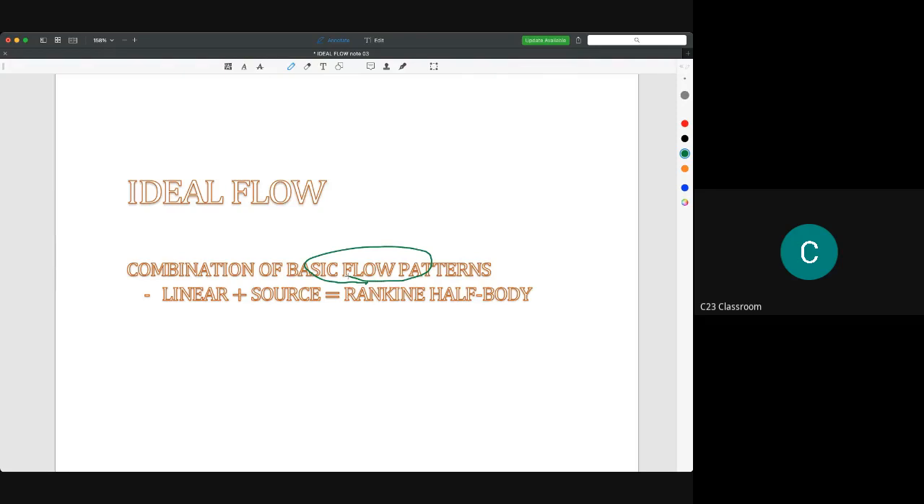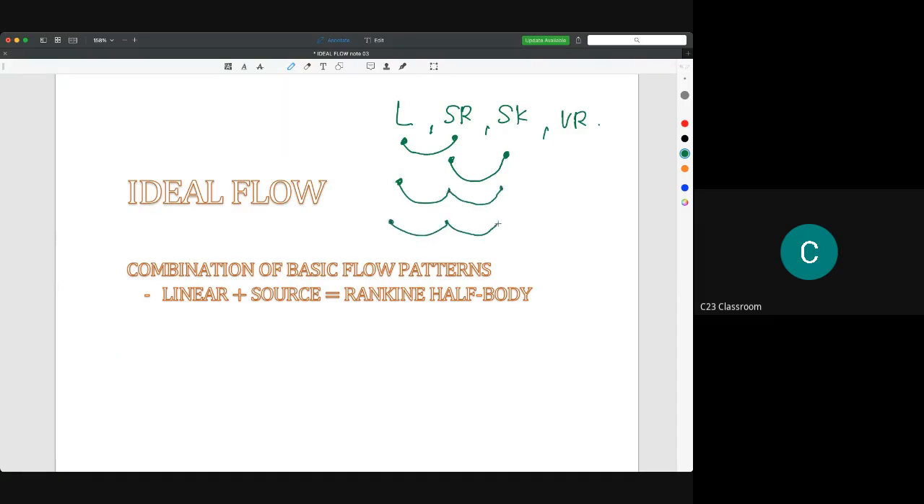Okay, now we will see a few combinations by using the basic flow patterns that we learned yesterday. So first, we have linear, we have source, we have sink, and we have vortex. So now we will see about the linear and source. And then we will see what happens if source merges with sink, and what happens with linear, sink, and source, and then what happens with linear, sink, source, and vortex. So this is the basic one that at least you must know.